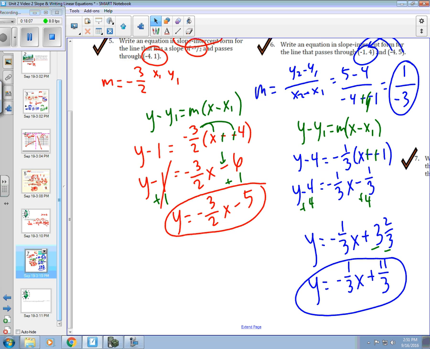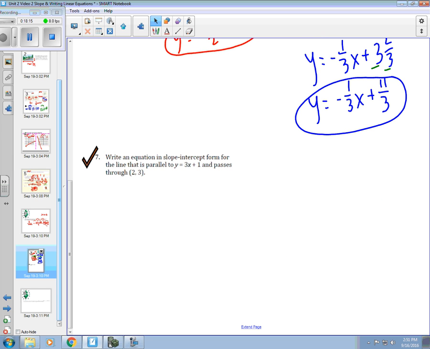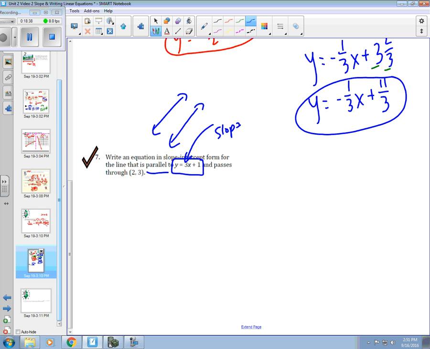All right, one more here, number 7. And this one says write the equation in slope-intercept form for a line parallel to the line given and that passes through the point 2, 3. All right, well, we know that when lines are parallel, they should have the same slope. Okay, so we want to know in this line, what is that slope? The slope here is 3. That means the slope of this line is 3. The slope of this line should also be 3.